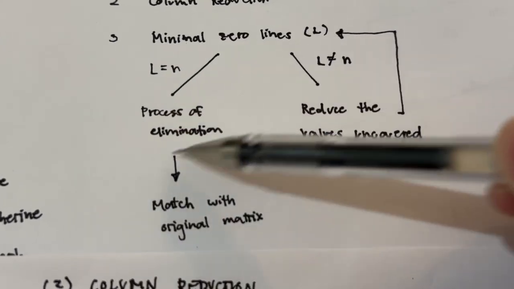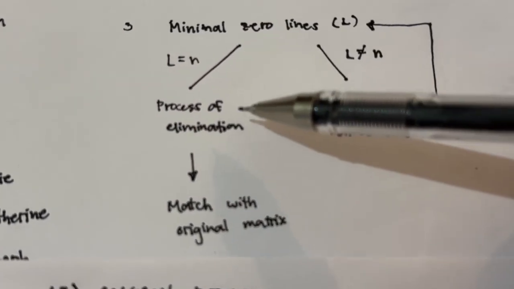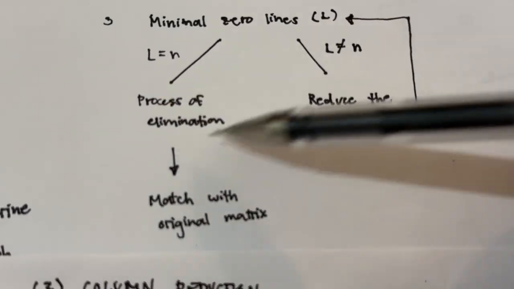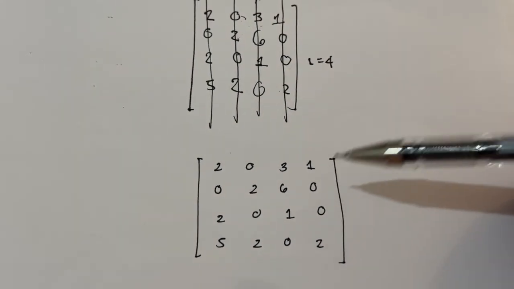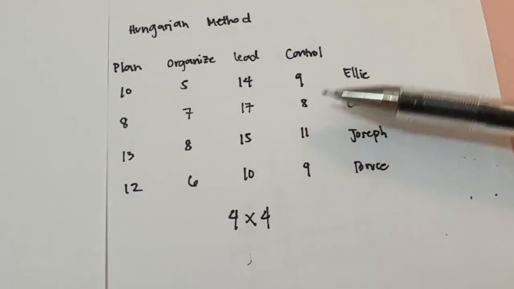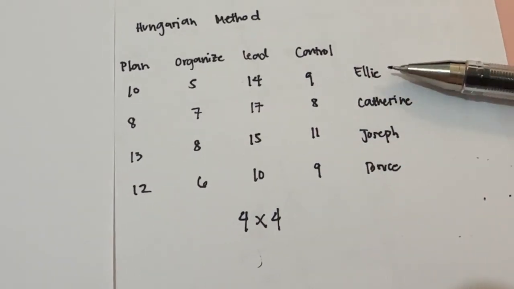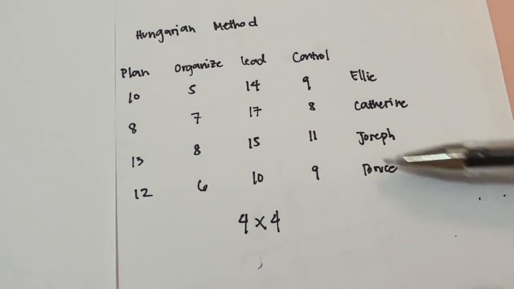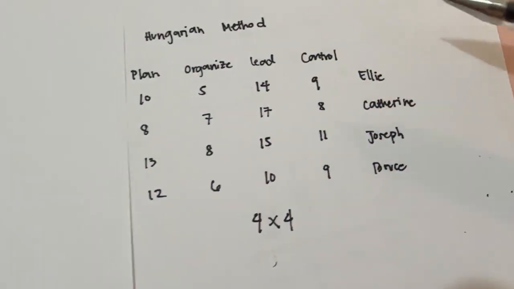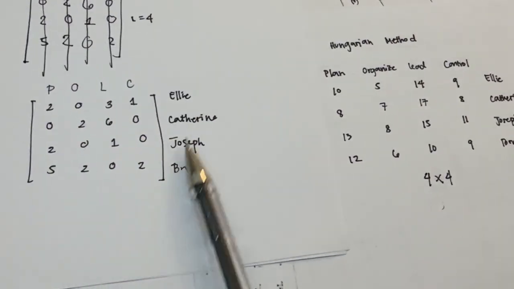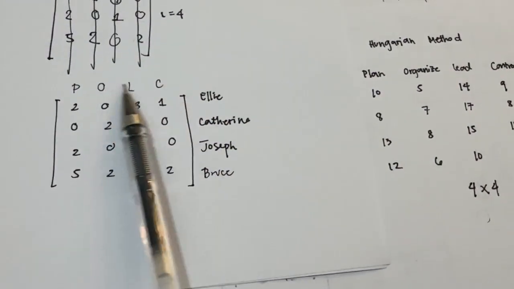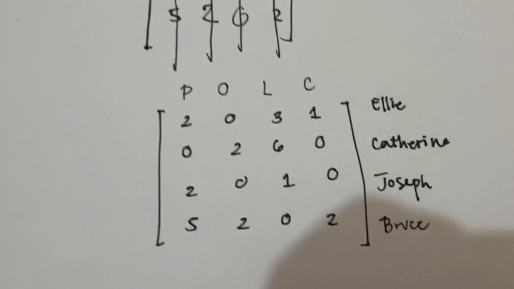So now we go to the last step, which is processing. We're going to do process of elimination. I just copied it here so that it's cleaner. This was our original matrix over here with Ellie, Catherine, Joseph, and Bruce, and the 4 tasks. We have here this latest matrix that we made, and I just copied the tasks and employees.